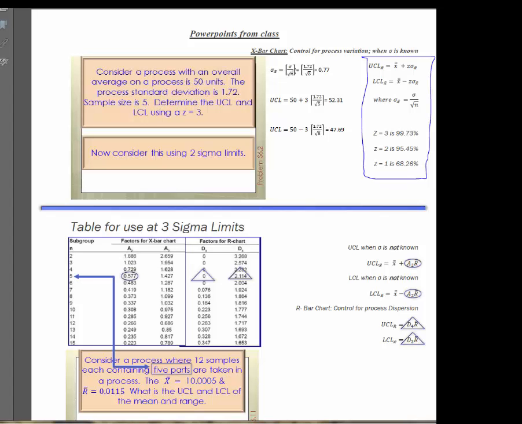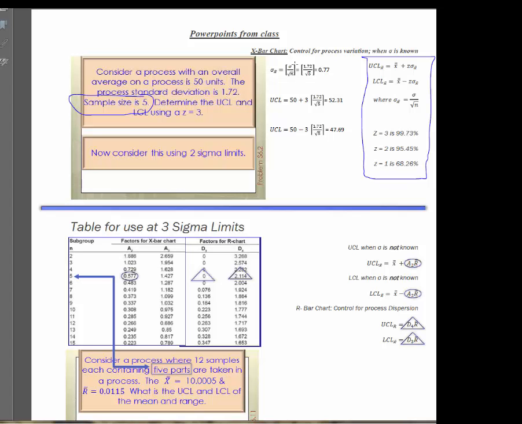Because this 1.72 is the standard deviation for the entire population, we need to convert that over to a sample standard deviation. We do that by taking the standard deviation and dividing it by the square root of the sample size. And you notice here that the sample size is 5, even though it says all this business about 50 units, etc. So don't be swayed by that.